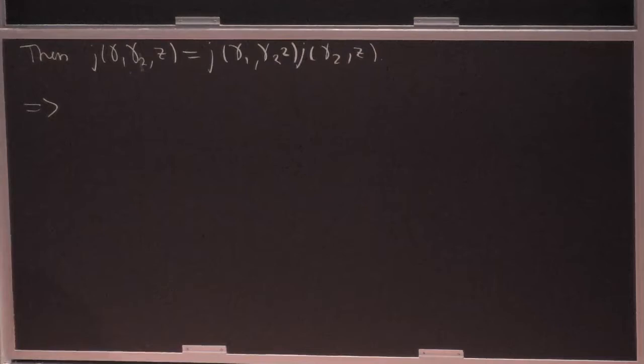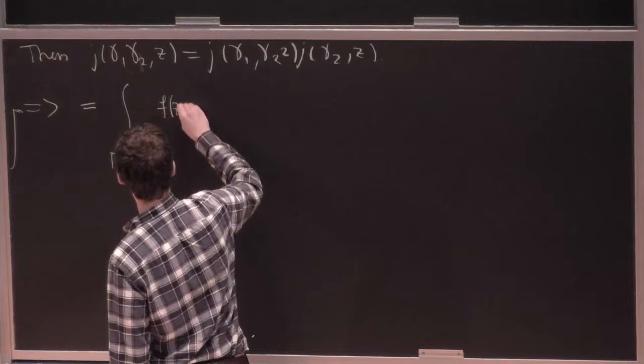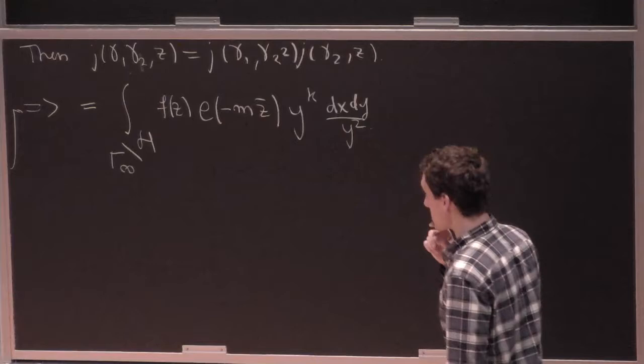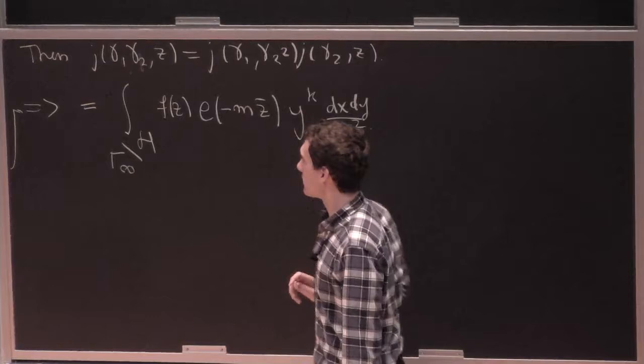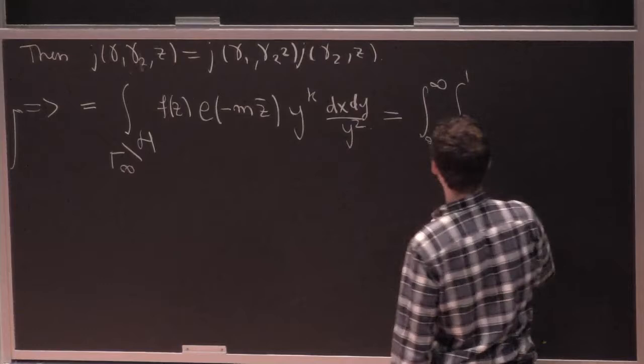So that gives me that this, okay, I'll draw an arrow, is equal to the integral over H mod gamma infinity now of f of z e to the minus m z bar y to the k dx dy over y squared. Okay, and now I can just write this as an iterated integral and use the Fourier series expansion. So here, I guess this is equal to the integral 0 to 1 and 0 to infinity.